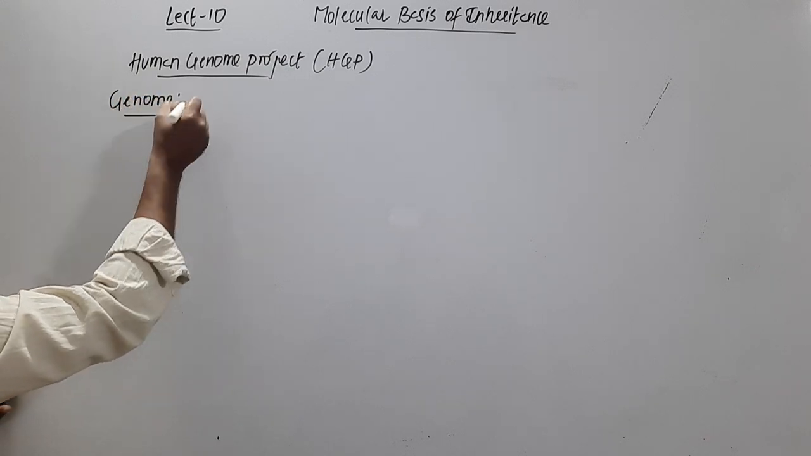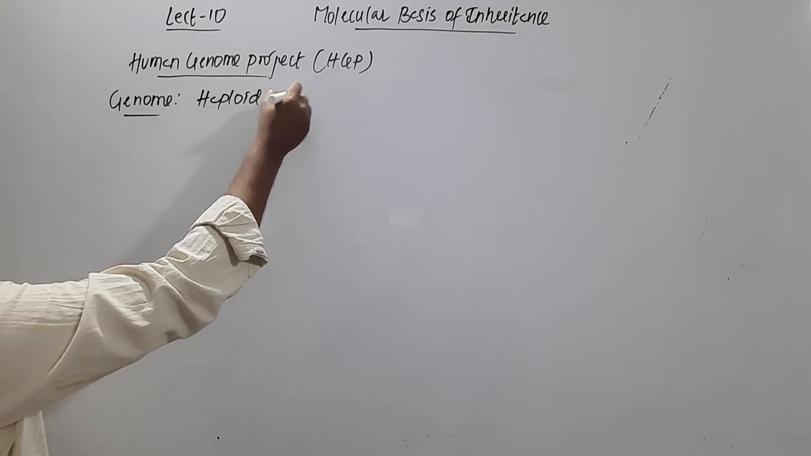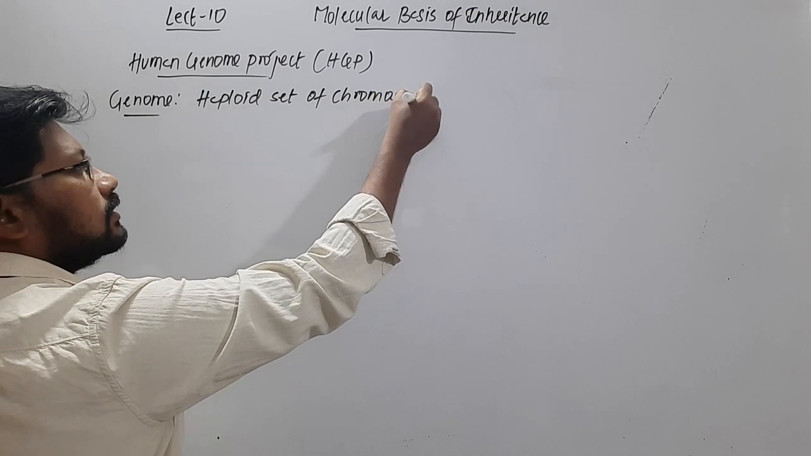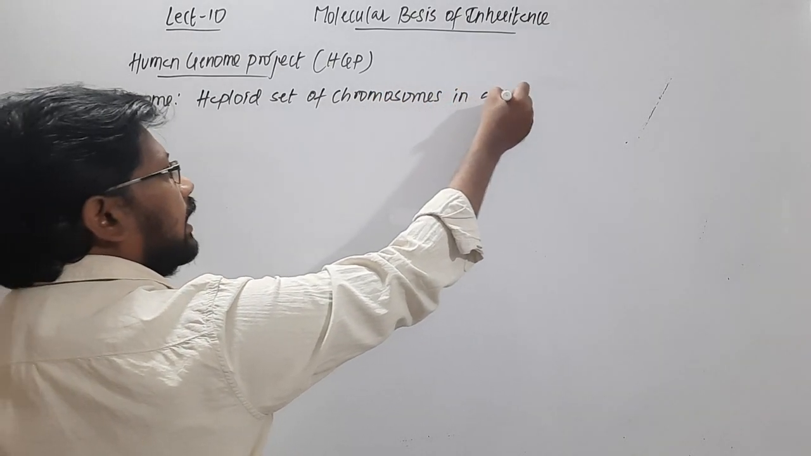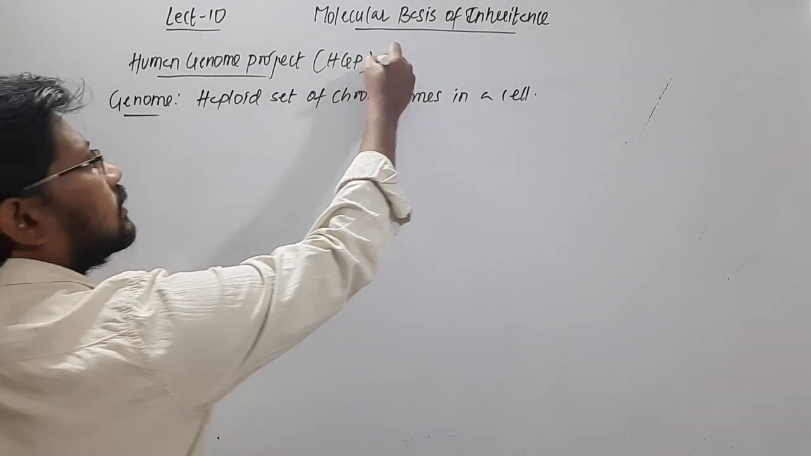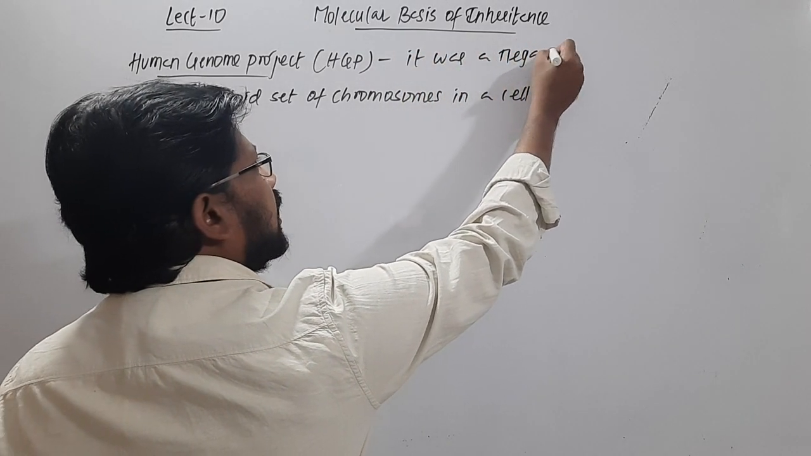So genome is the haploid set of chromosomes in a cell. All that haploid set of chromosomes in a cell will be called the genome. Now, this Human Genome Project was a mega project.